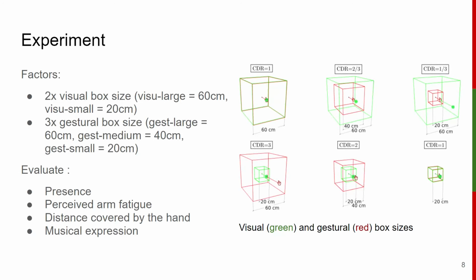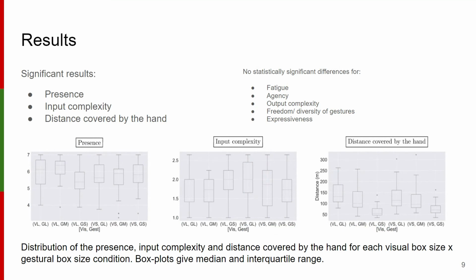We are studying 6 conditions in which the CDR varies depending on the factors of visual size and gestural size. We evaluate through questionnaires the presence, perceived fatigue, and musical expressiveness, and we capture the distance traveled by the user's hand. After running analysis, we found statistically significant differences across the conditions on the sense of presence, the perception of the input complexity, and the distance covered by the user's hand.